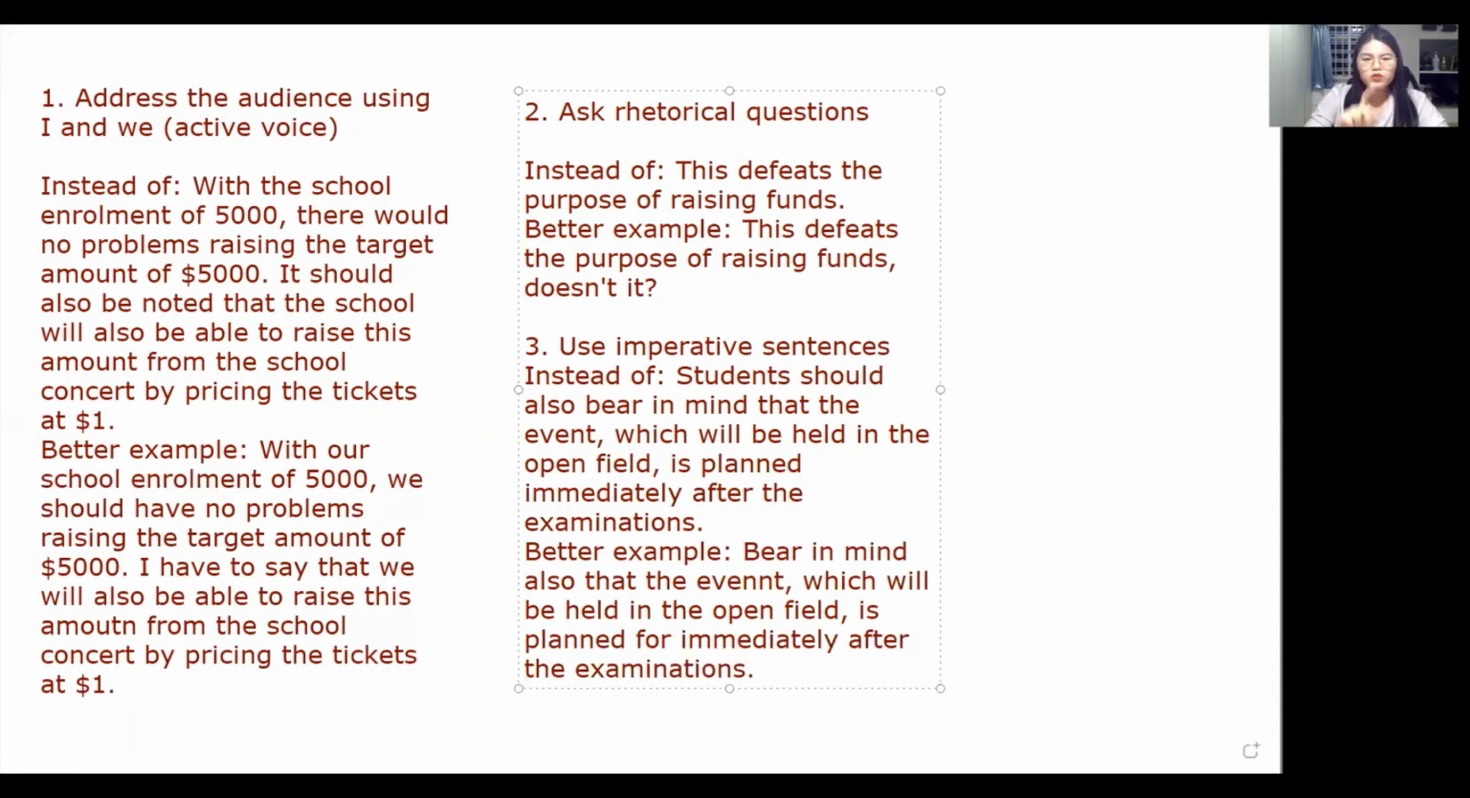So when you remove the part "students should also" and go directly to say, "bear in mind," the students or your audience who's listening to this speech will be more engaged, right? Because you're telling them directly to do something. There is a sort of call to action. That's how you can write a speech that's more engaging, more convincing, more persuasive, and something that connects to your audience directly.